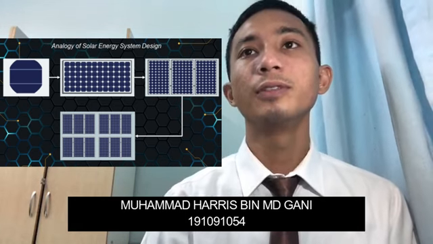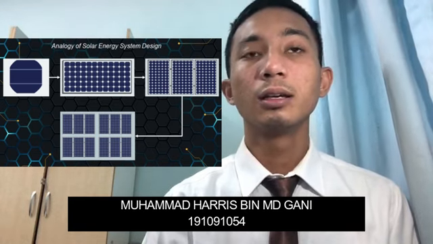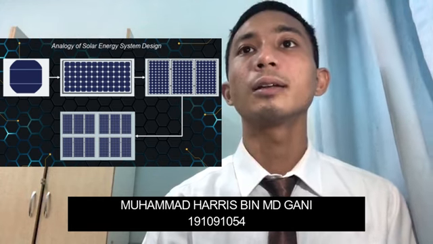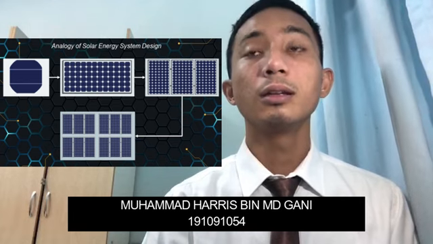Okay, so the analogy of the solar energy system design. The first one is the PV solar cell. It converts solar radiation directly into electricity. It is made up of many types of semiconductor materials. The cells absorb photons from sunlight, and electrons are knocked from silicon and pulled off by a grid of metal conductors. And it causes an electric direct current to flow. Each cell can provide 3 to 5 watts of power.